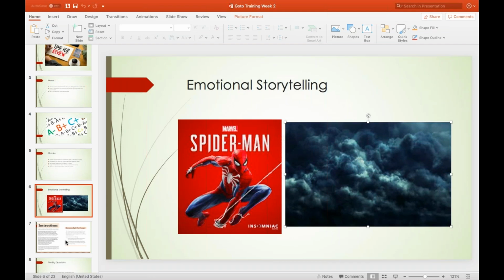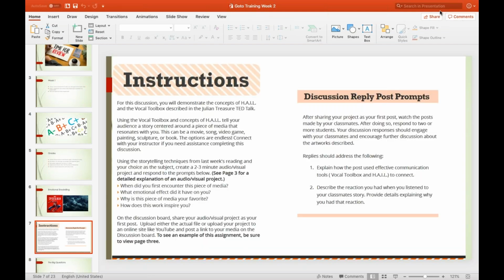All right. So, like I said, the instructions are quite simple. When did you first encounter this piece of media? So, did you find it 3 years ago? Did you just find it? What emotional effect did it have on you? Like I said, just talk about it. Does it make you feel happy? Did that particular image actually make you feel sad? What's the story behind it? And why is it your favorite image? And how does this work inspire you?